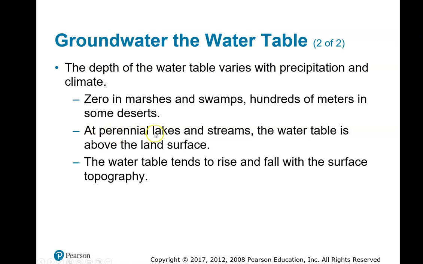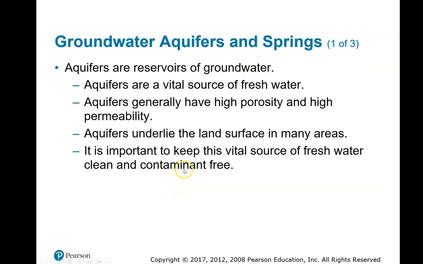so when you have lakes that are always there, not seasonal lakes or seasonal streams, the water table is actually above the surface, right? Because it's where the top of the lake is, or the top of the stream. And streams here, when they talk about streams, they mean rivers too. Okay, so don't get confused about that. So the water table tends to rise and fall with the surface of the topography, the shape of the surface of the earth. That's what that means.